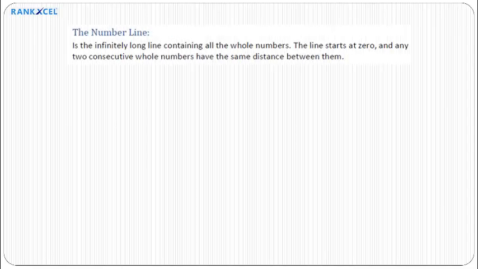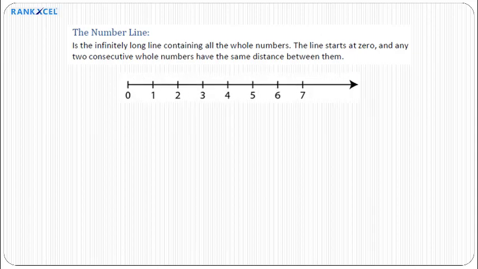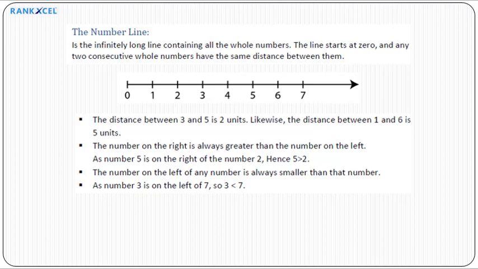The number line is the infinitely long line containing all the whole numbers. The line starts at 0, and any two consecutive whole numbers have the same distance between them. The distance between 3 and 5 is 2 units. Likewise, the distance between 1 and 6 is 5 units.